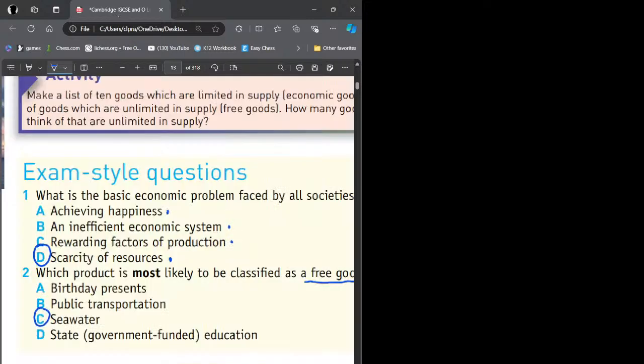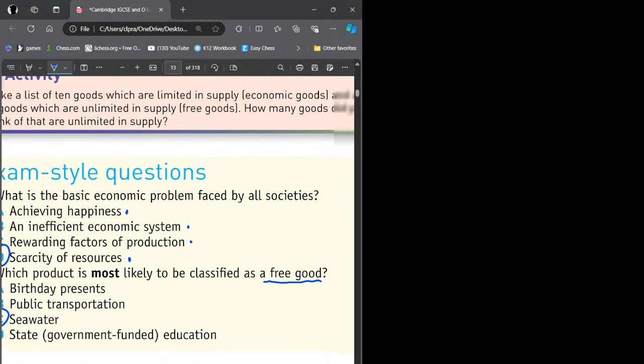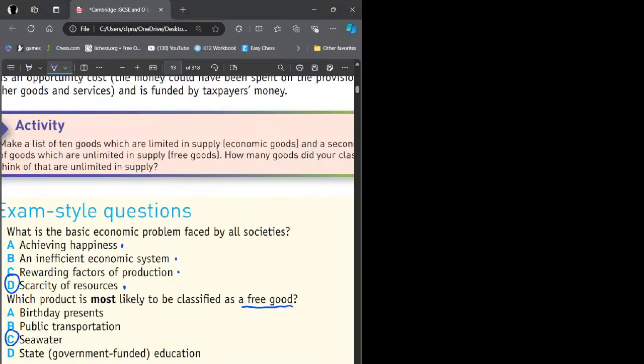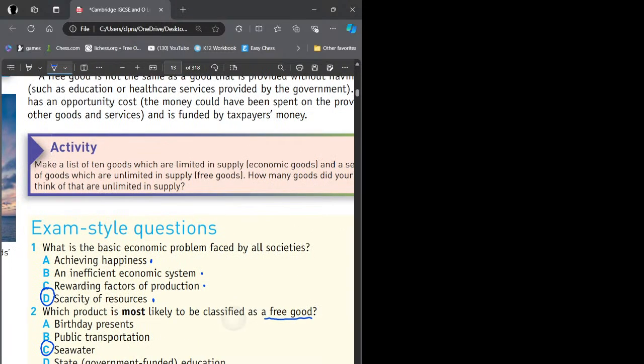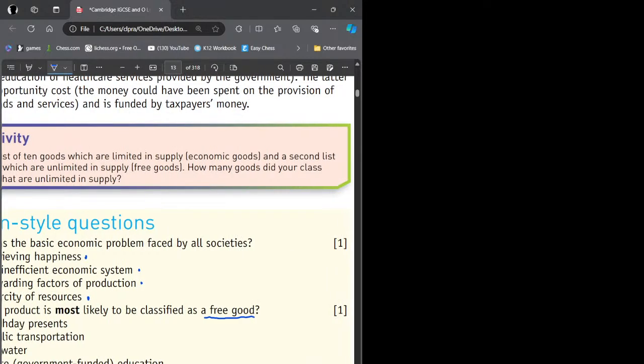Now I'll recommend you do these questions, 1, 2, 3, 4, 5, 6, 7, 8. Try them. Put the answers in the comments and I'll mark them for you. I'll tell you how correct they are. Give 1 mark for each question and let's see how you do. So, okay, that was that.